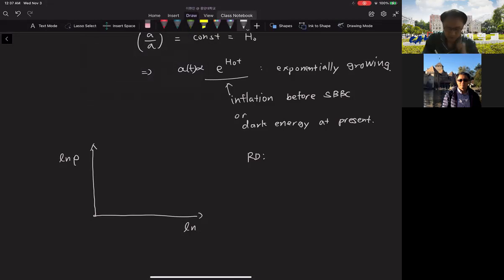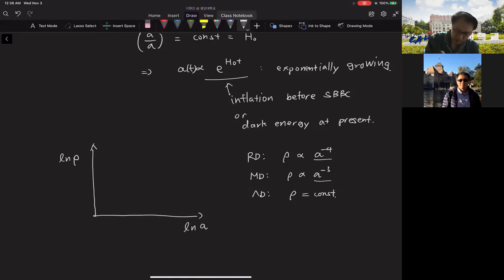So energy density is a function of scale factor. Radiation energy density scales as a to the minus 4, matter energy density scales as a to the minus 3. Vacuum energy is constant. So radiation decreases faster than the one for matter.